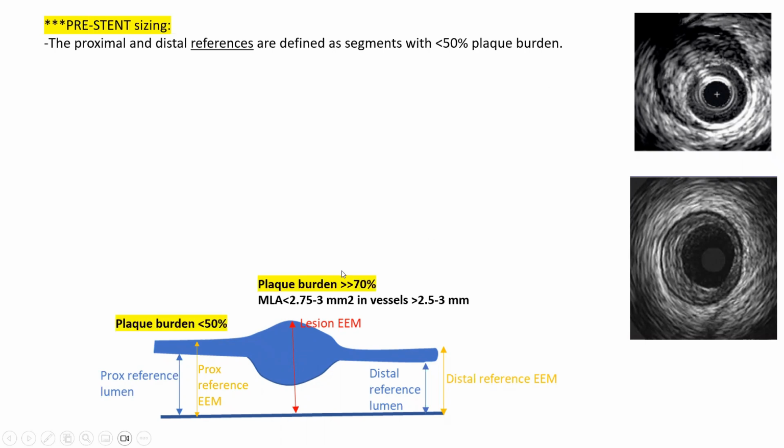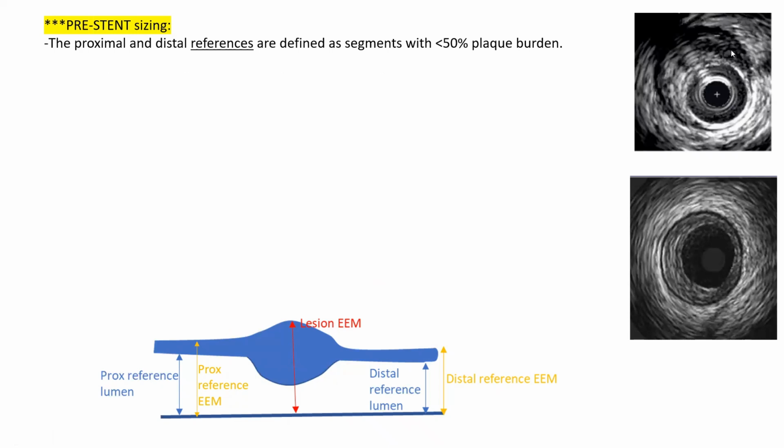Remember, no cutoff by imaging reliably correlates with functional significance and with when we should stent. It is best to use iFR, FFR for that. But if you use imaging, a plaque burden area at the lesion site more than 70%, along with MLA less than 2.75 to 3 millimeters square in vessels more than 2.5 to 3 millimeters, is the cutoff. But even that lacks specificity and even sensitivity compared with FFR.